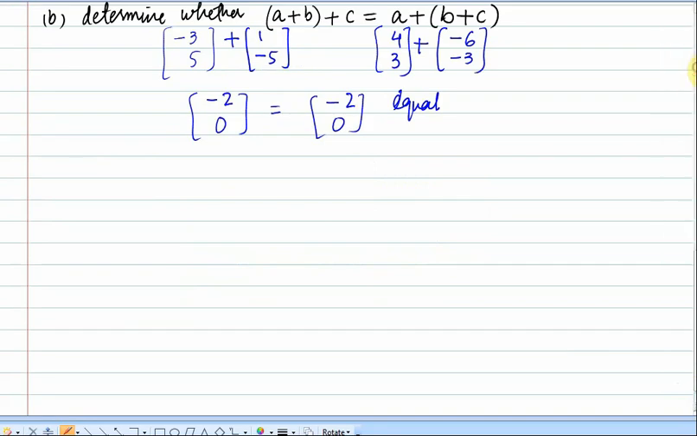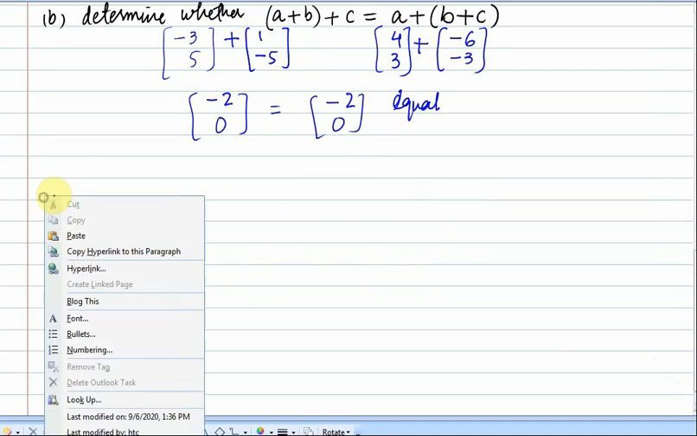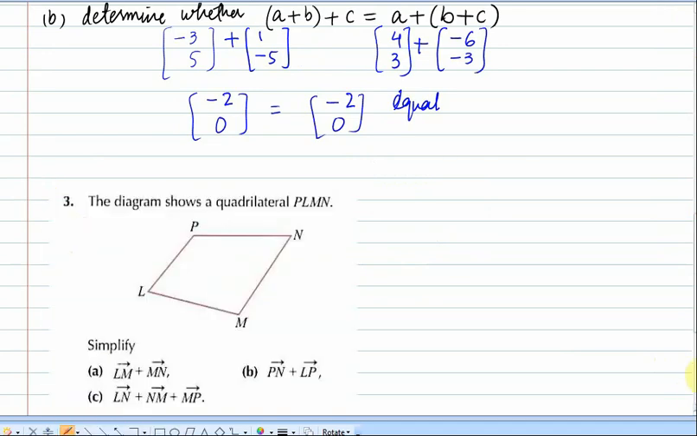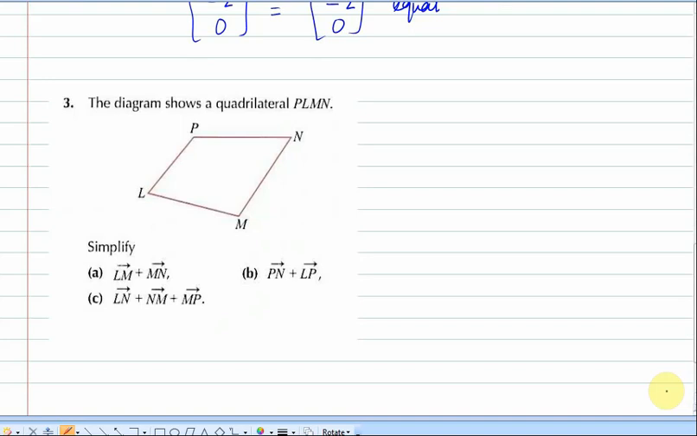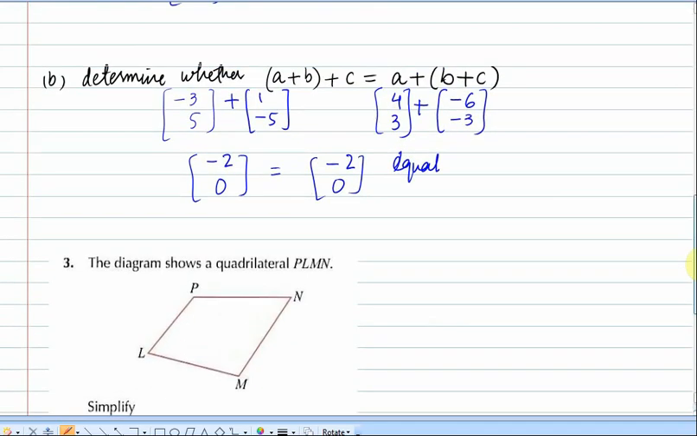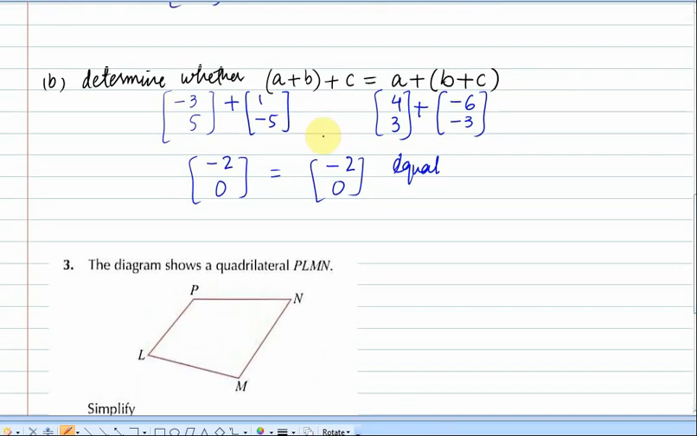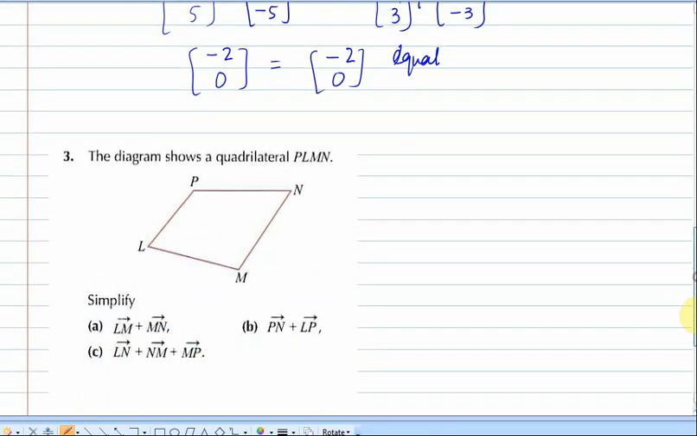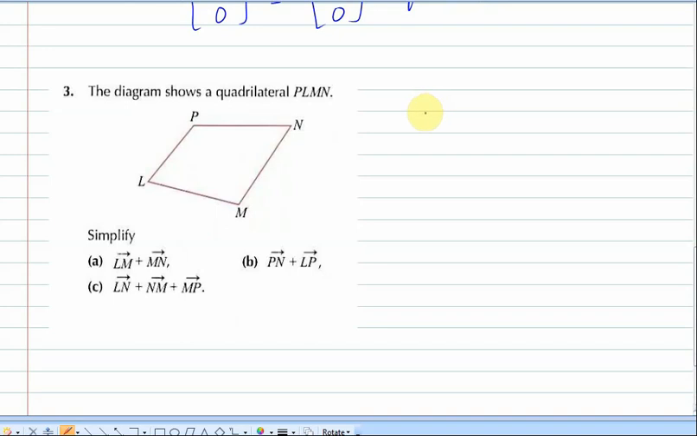In this question, we have a diagram of a quadrilateral. As you can see on your screens, the diagram shows a quadrilateral PLMN. Before I explain this question, let us first clear the concept of how we add vectors. We have learned how to add column vectors in the previous question, right?